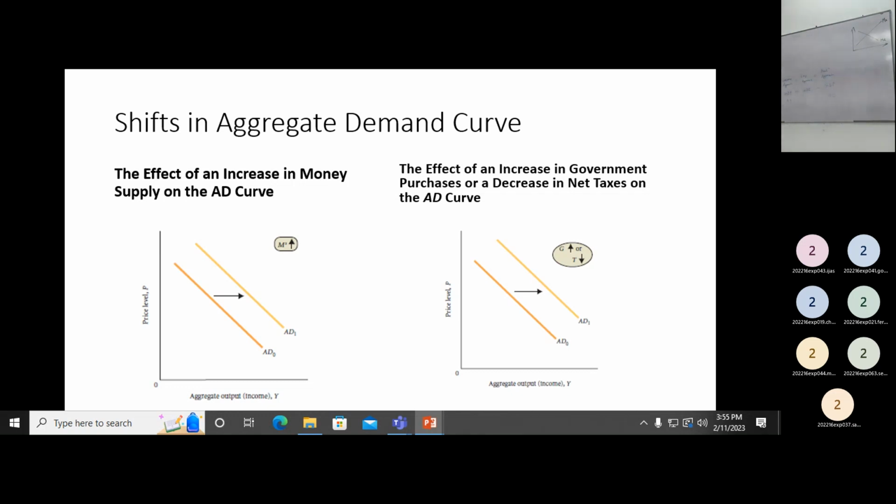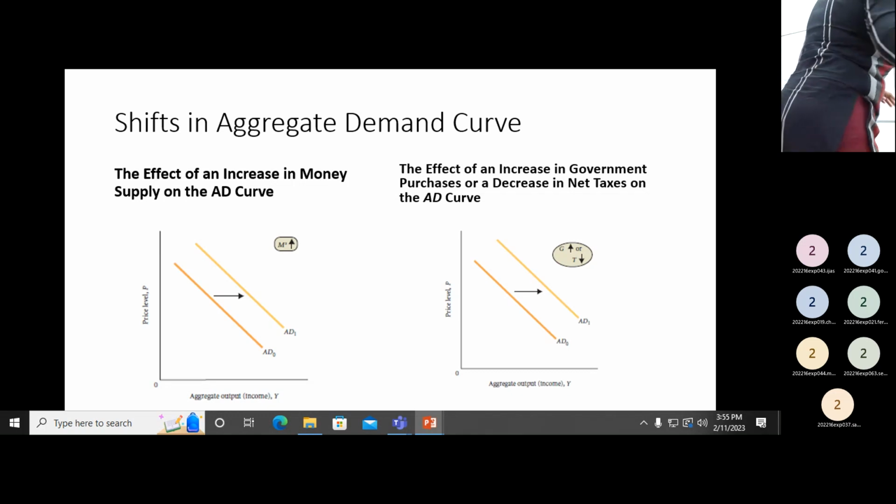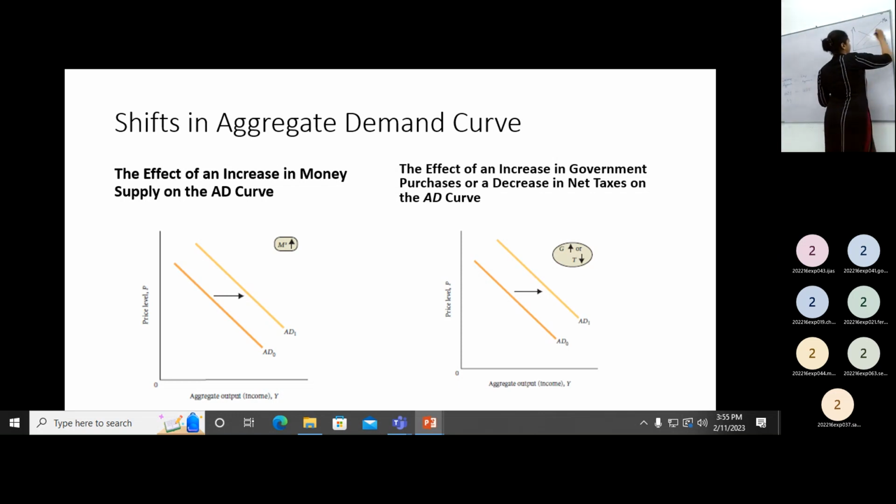Central bank, or in other words, the government, through the central bank can increase the money supply or decrease the money supply, right? So let's assume the money supply in an economy increases, MS0 to MS1, okay? What will happen to the equilibrium?